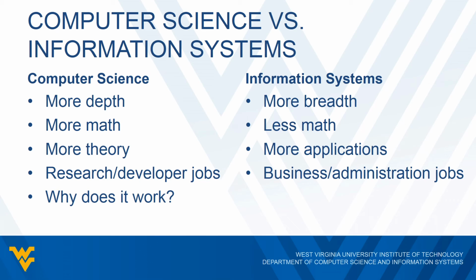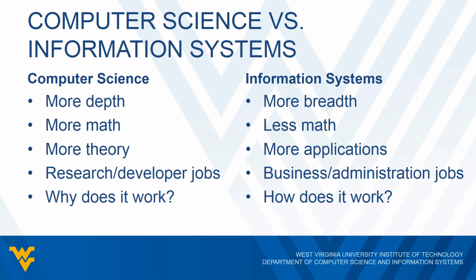And finally, the other big difference between computer science and information systems is that in computer science, we look at why does something work? Why does a compiler work? Why does an operating system work? Why does this programming language work? We look at the why portion of solving problems. Why does this algorithm solve this particular problem?